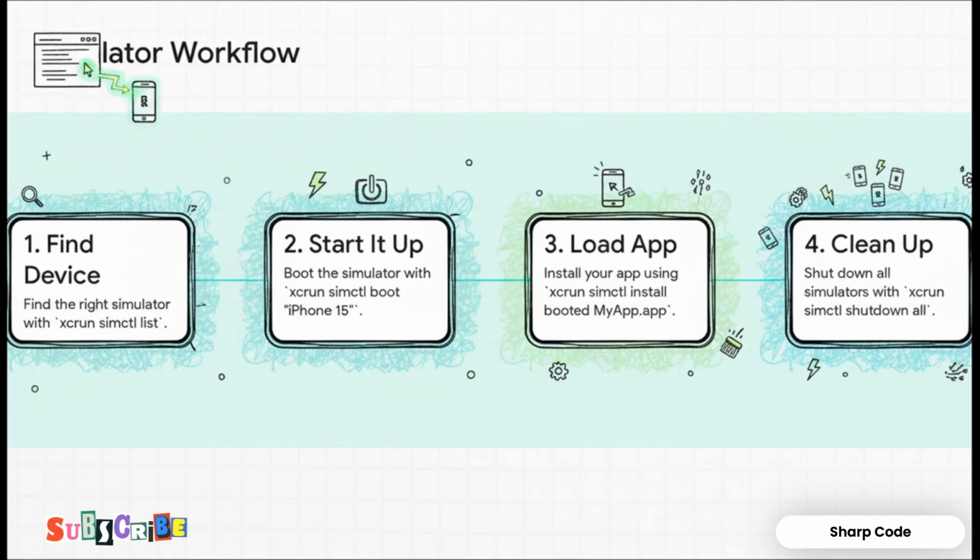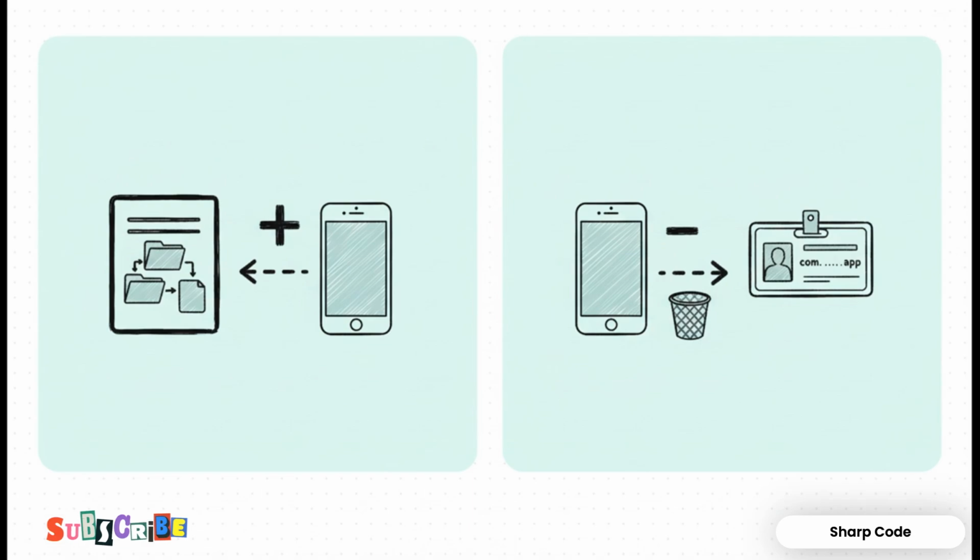And this right here is a perfect example of a fully automated run. Step 1, you find the device you want with list. Step 2, you boot it up. Step 3, you install your freshly built app right onto it. And when you're done testing, Step 4, a quick shutdown all command cleans everything up for you. Now imagine chaining all of these into one script. You could test your app on 5 different iPhones with a single command. That is powerful.